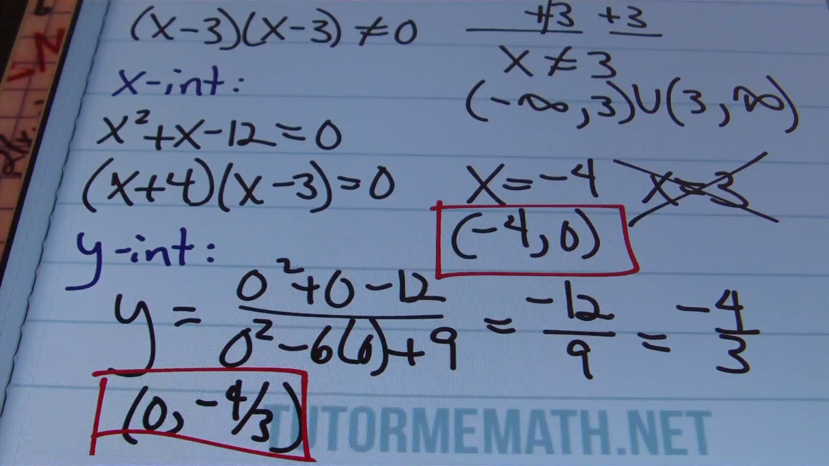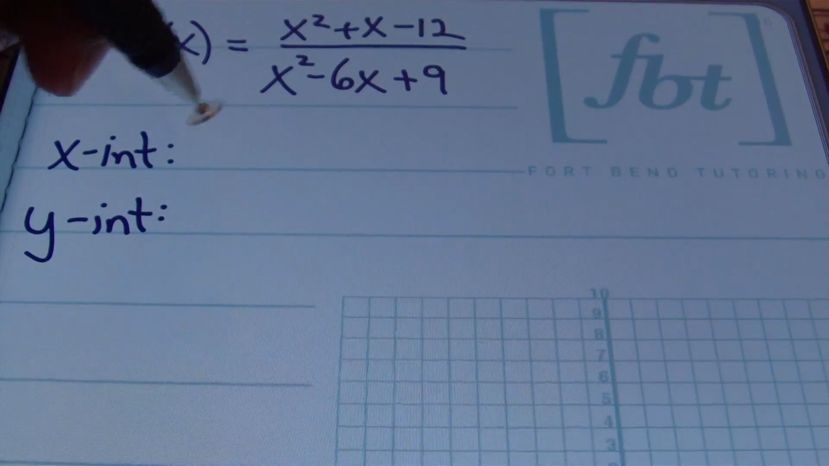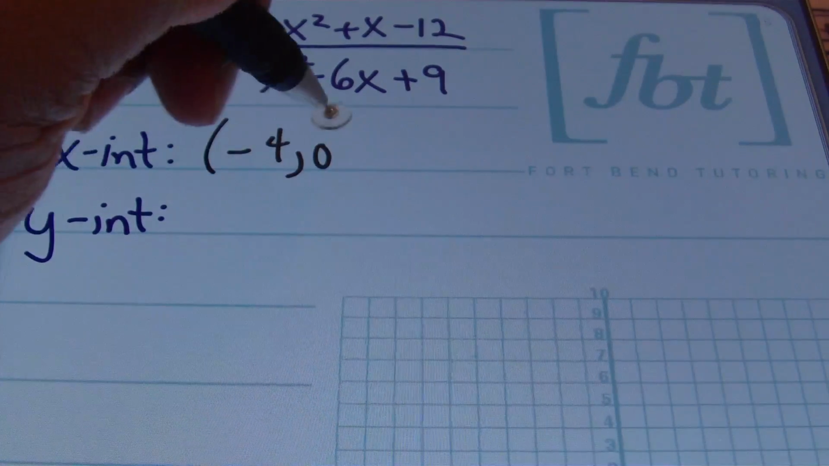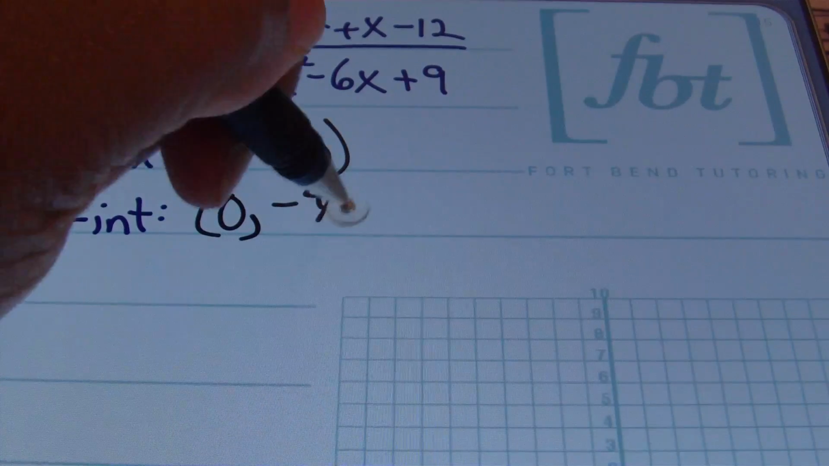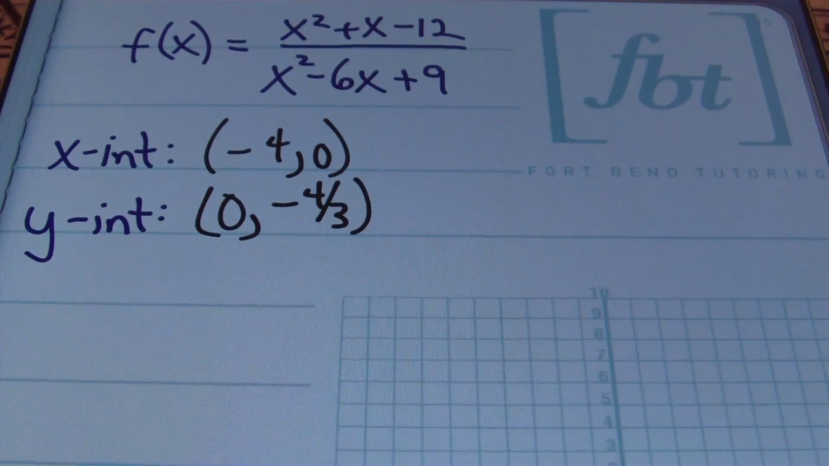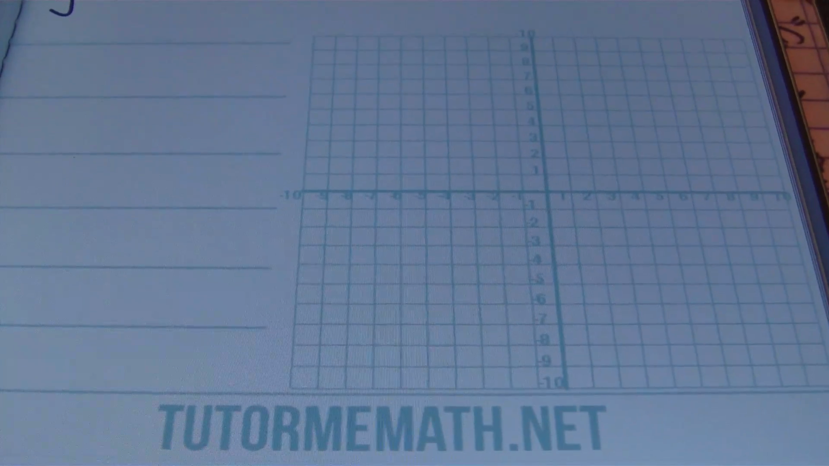Let's go ahead and graph this. We have our original function, f of x equals x squared plus x minus 12 divided by x squared minus 6x plus 9. We have an x-intercept located at negative 4, 0, and a y-intercept at 0, negative 4 thirds. We will be graphing both of these intercepts on our Cartesian plane right here.